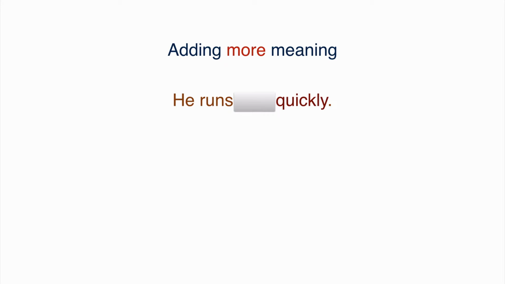Now, looking again at he runs quickly, there are degrees of being quick even. Notice how your image and sense of running guy changes when we add very, for example. The word very is also an adverb, and it shows that an adverb can add meaning not only to a verb, but also to another adverb.